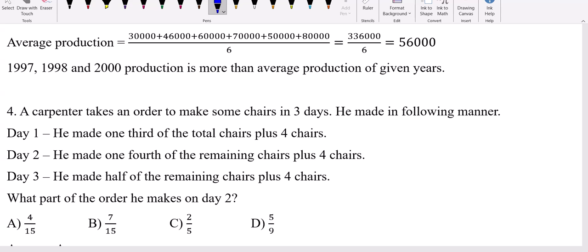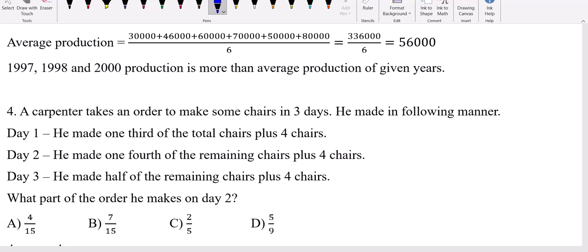See, he took the order and he completed in 3 days. Now what is the total you have to calculate? The ordered total. Then from that, you have to calculate that x value. X is, let us say, total number of chairs. You need to calculate that x. Then you can solve the question. Think about this question. Your advanced question, but not difficult actually.